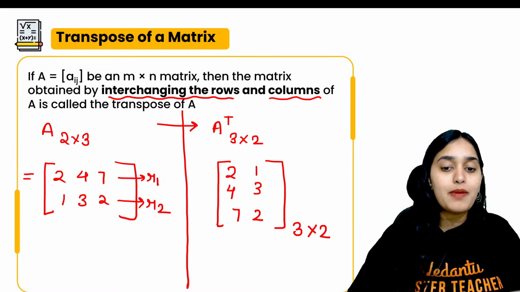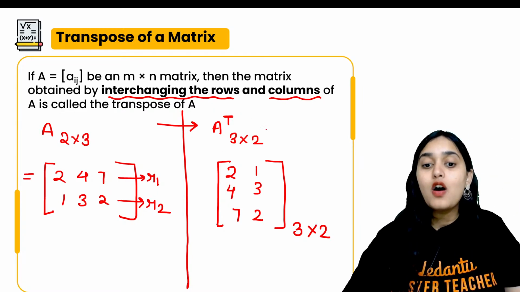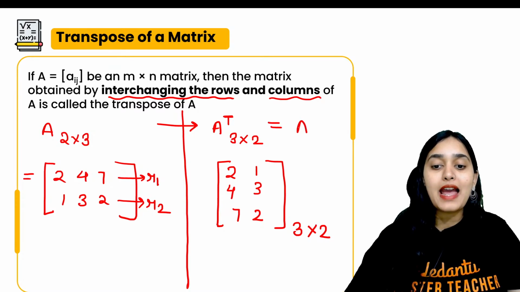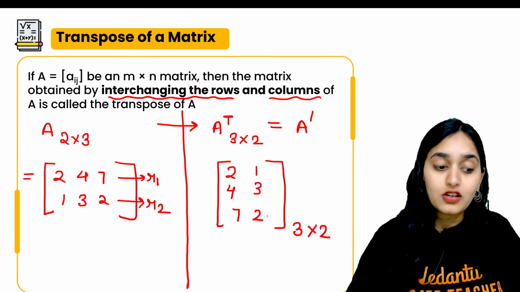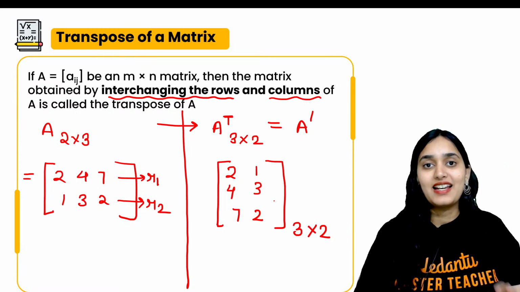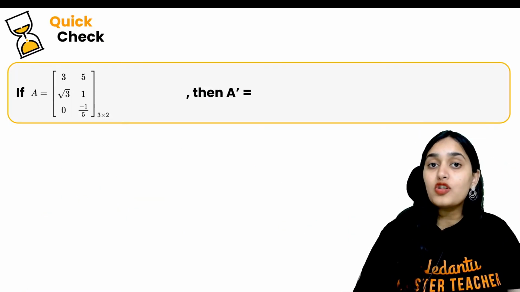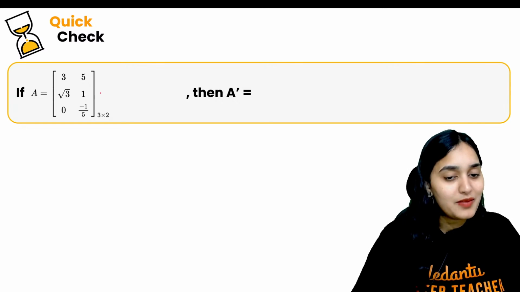It is denoted by power T, or it can also be written as A dash. Understood everybody what is transpose of a matrix? Let's take one more example.